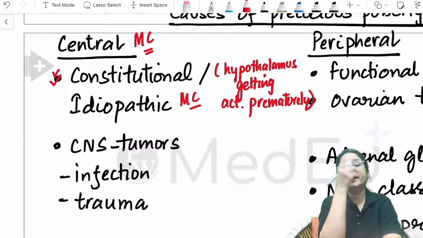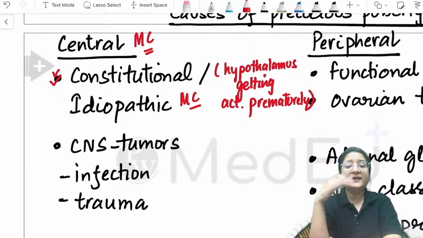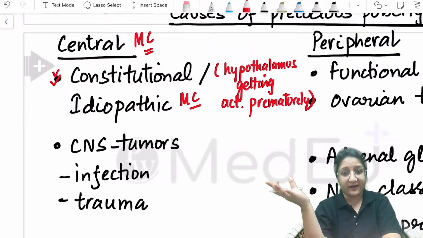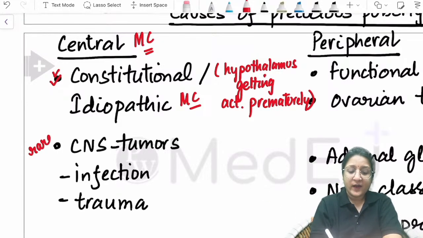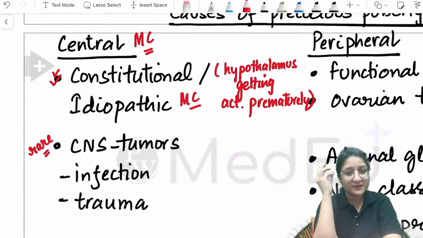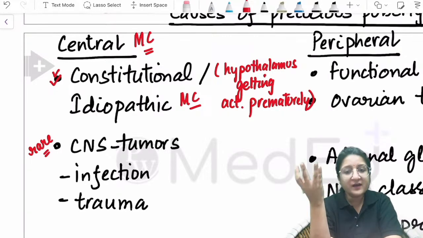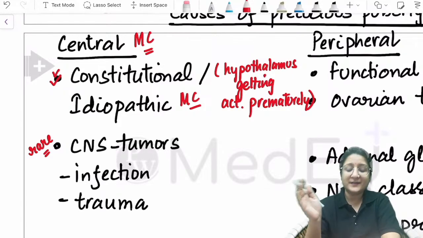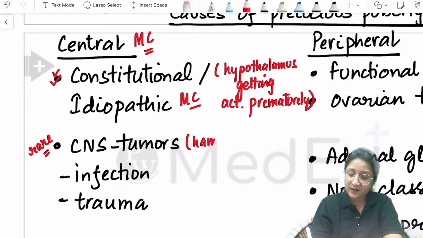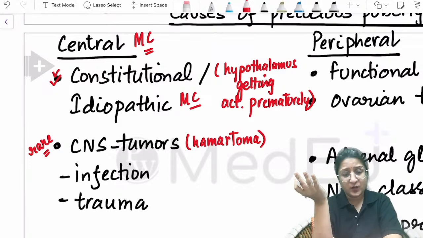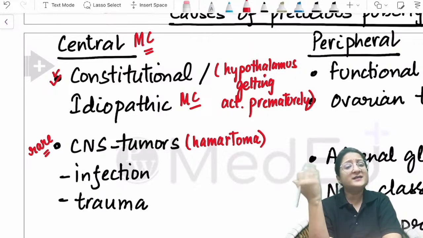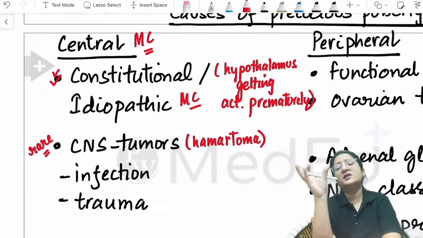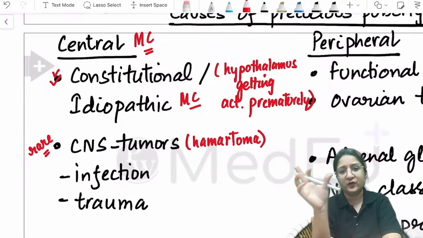Okay, that is what is happening in central precocious puberty. Then there can be certain CNS tumors. Again, these are rare situations where, because of a central nervous system lesion, the hypothalamus is triggered into activating earlier. CNS tumors can be of various kinds, but one you need to remember here is a hamartoma, a CNS hamartoma. So that could be responsible. Central nervous system infections or central nervous system trauma can also be causes. So they are central causes, but again, most common overall is the constitutional or idiopathic form of precocious puberty, which is central.